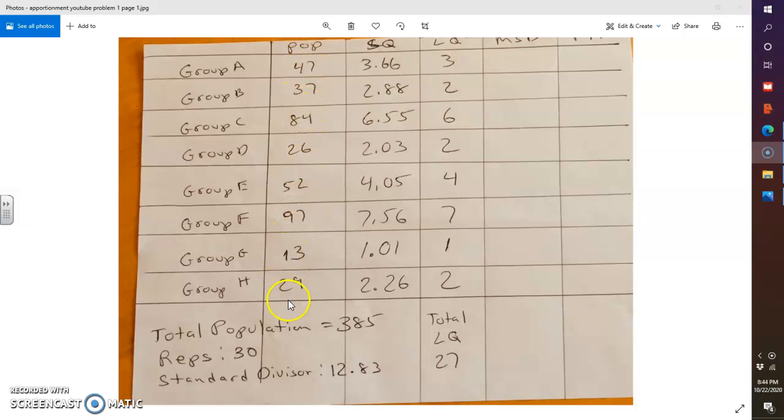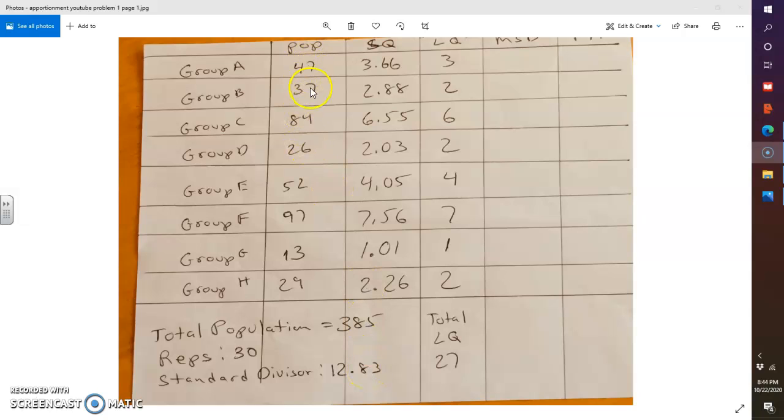So we add all the way down, we get a total population of 385. We're literally just adding these numbers, and it equals 385. You will be given the amount of reps that has to be given to you, and we use the total population divided by 30 to get our standard divisor. We're going to round that to the nearest hundredth. 385 divided by 30 is 12.83. So the first thing we always need to do is get our standard divisor, and we do that by total population divided by reps, and our standard divisor in this case is 12.83.